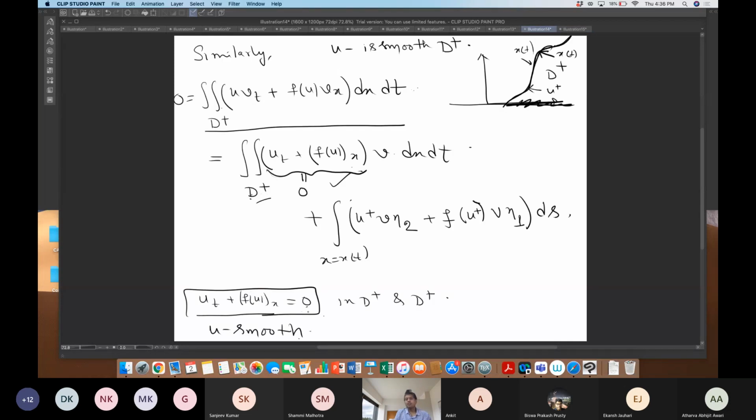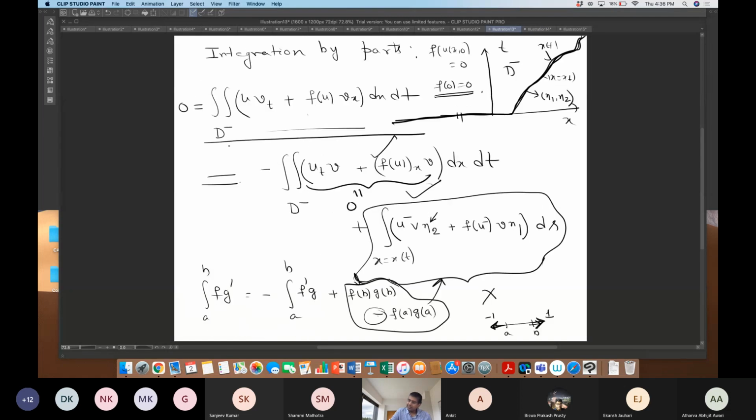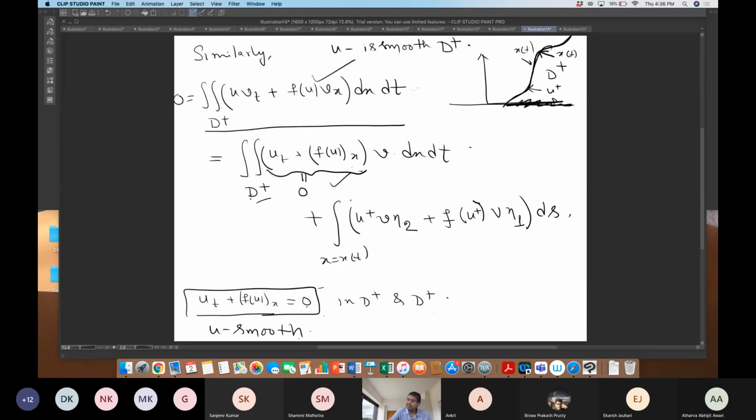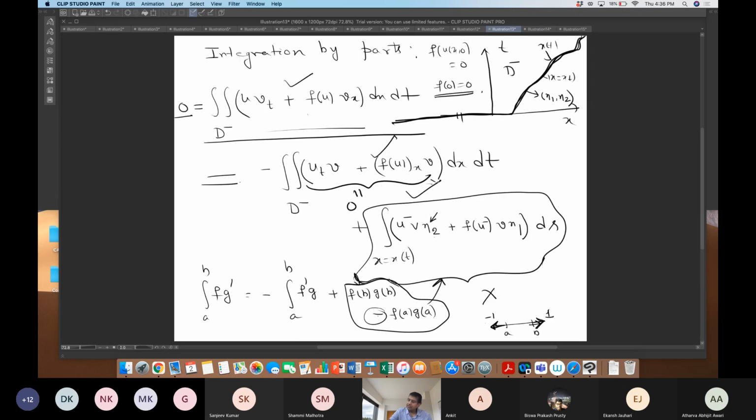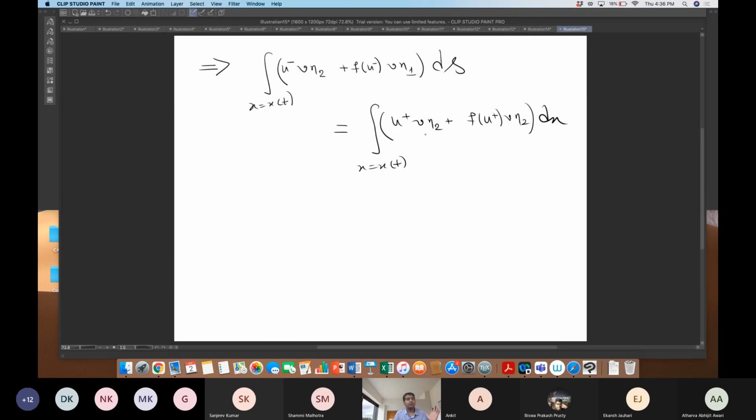Because u t φ equals 0 in D minus and D plus. Agreed? Clear? Yes, sir. With solution. That means this is equal to 0, and this is equal to 0. So equate to 0. That means this is equal to this. Now we know that this is equal to this plus this. But here it is 0, and here also it is 0. So only one is left.